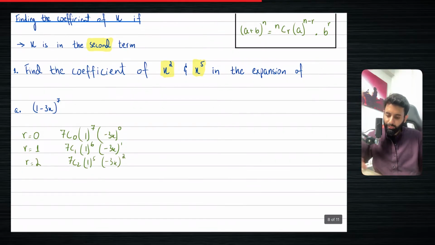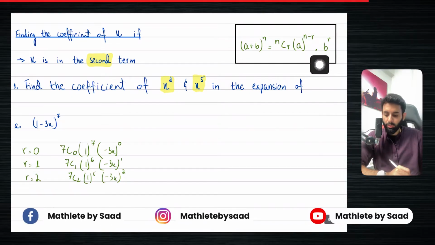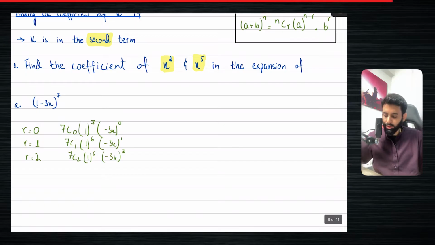Okay, so if you look closely, you'll notice that whatever the value of r is basically ends up being the power on x. So if r is 1, the power on x is 1. If r is 2, the power on x is 2. And that is due to the way the formula is structured: nCr a^(n-r) b^r, which means b is where our x will be if it's in the second term, to the power r. So if you want the coefficient of x squared, since x squared means the power on x is 2, just plug in r as 2.